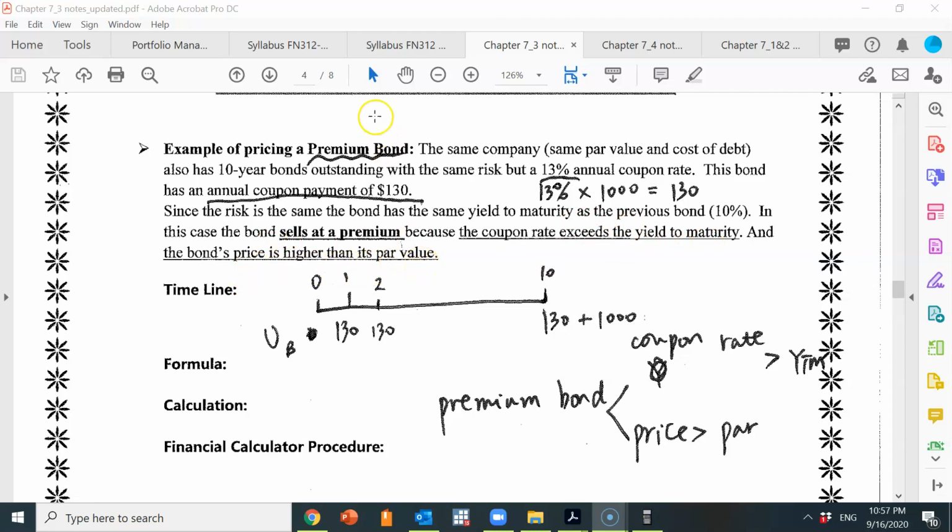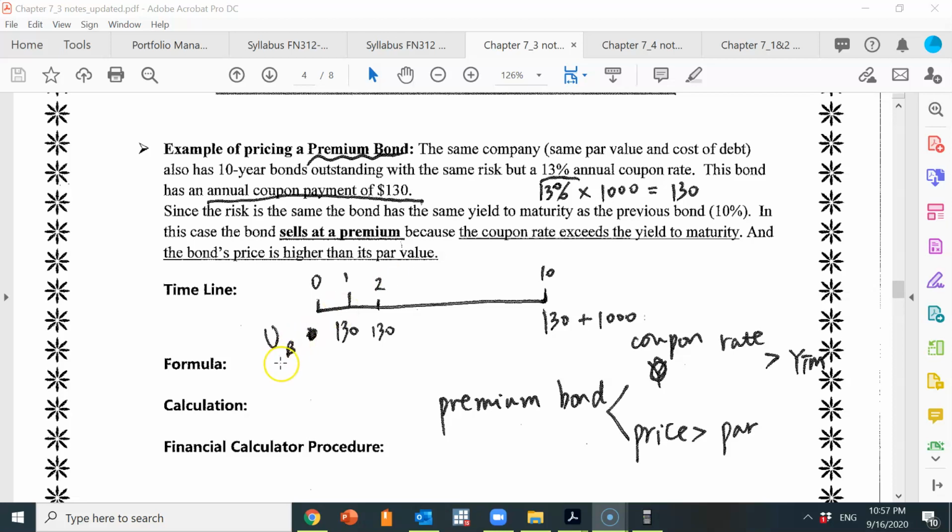Okay, we say this is a premium bond, or this bond sells at a premium because our coupon rate is 13%, higher than the 10% yield to maturity or interest rate. Bond price, we will calculate it later. It should be higher than the par value now. Okay, remember, when coupon rate equals yield to maturity, it's a par bond. Price equals to par value. Now, the coupon rate is higher than yield to maturity, which means we're receiving more coupon payments than the par bond. So when we discount all the coupon payments and the par value, the price is going to be higher than the par value. It's going to be a premium bond.